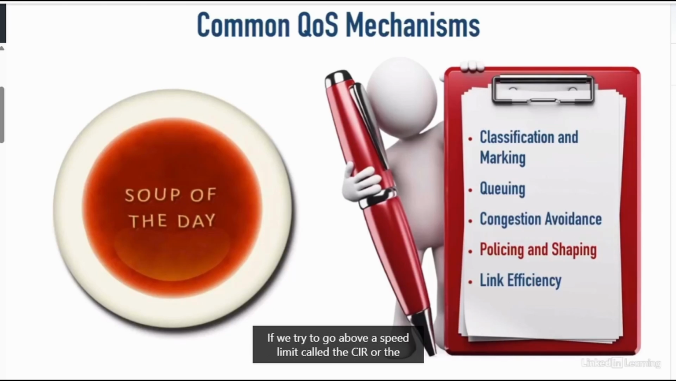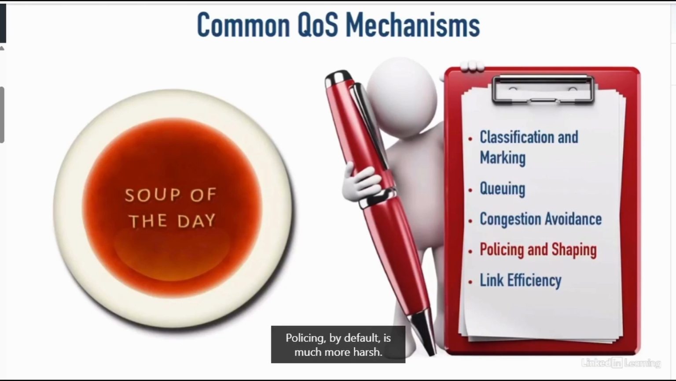If we try to go above a speed limit called the CIR, the committed information rate, shaping says, "I'm so sorry, I don't have enough bandwidth to send you at the moment, but don't go anywhere. Let me temporarily put you in this queue, and then when the bandwidth demand dies down, I'll take you out of the queue and I'll send you on your way." So shaping is delaying traffic when it tries to exceed the speed limit.